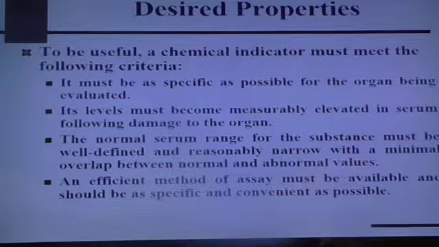AST is aspartate aminotransferase. Where is it? Mainly in the liver and the striated muscle. Where's CK? Creatine kinase, the striated muscle. So what if I have an animal, a dog, that has elevated ALT, AST, and CK? What do I know? Muscle and liver. What if it has ALT and AST elevated, normal CK? Liver. What if it's normal ALT and elevated AST and CK? Muscle. See how we use the test panel together.